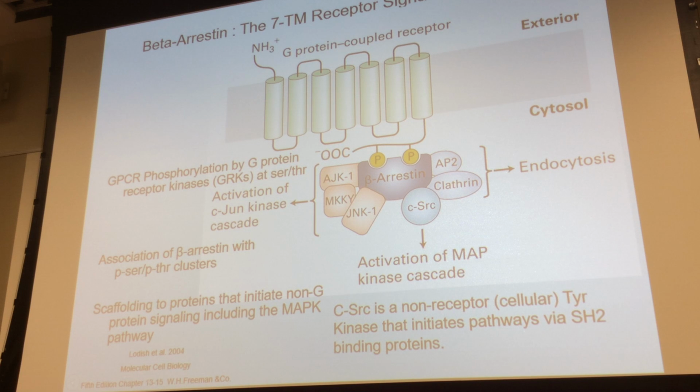And again, SRC was discovered as being an oncogene. So this small kinase right here is going to activate this system by now phosphorylating tyrosines. So you can get this activated through G protein coupled receptors or 7-transmembrane receptors, either through the beta gamma or through the beta arrestin.